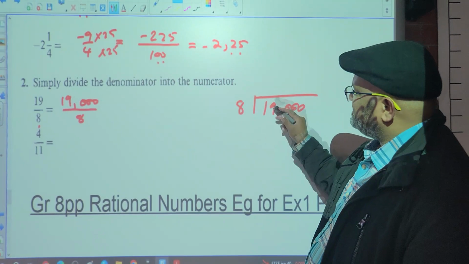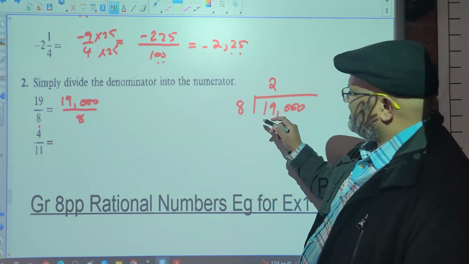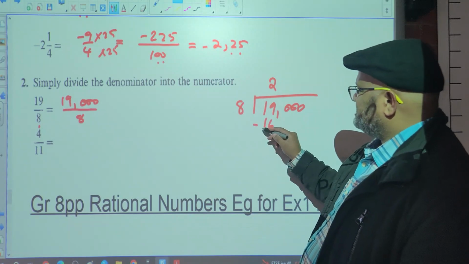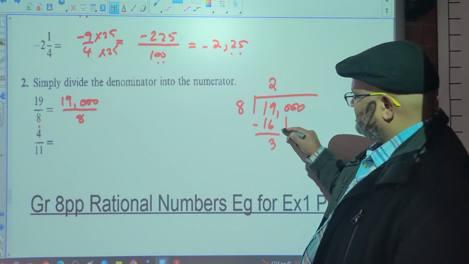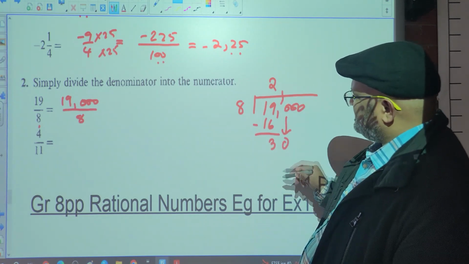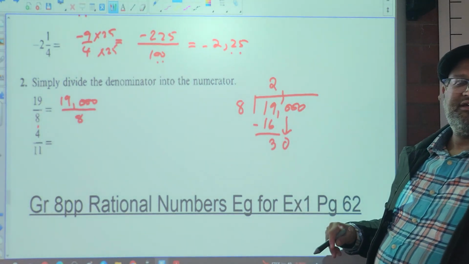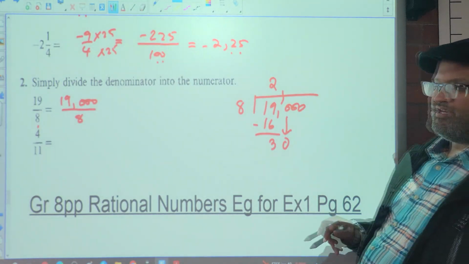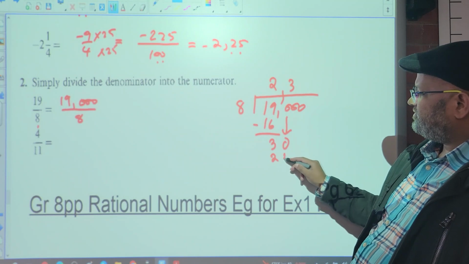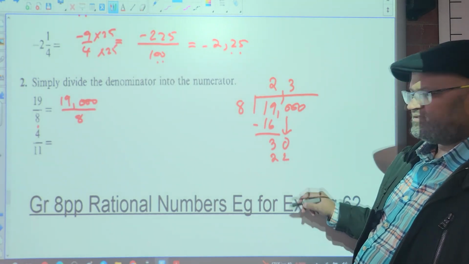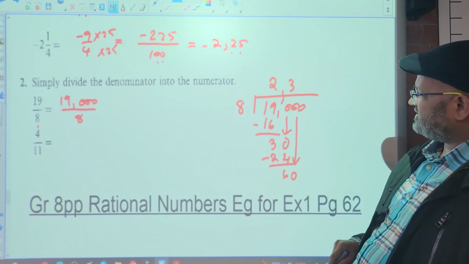8 goes into 19 twice. 2 times 8 is 16, minus, it's going to give you 3. Bring down 0. So it's comma, you have it in line. 8 goes into 30 3 times. This is going to give you 24, so 6. Bring down the 0.